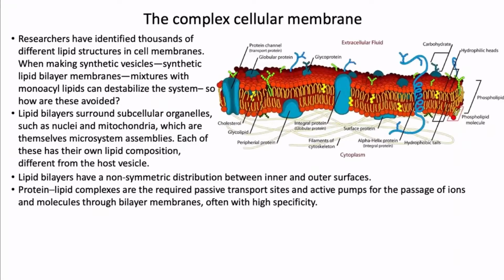Plus, these have these proteins. So there's this non-symmetric distribution. Then there's proteins that go through here. These are ionophores. That allows certain things into the cell and certain things out. Without that, you can't let anything into the cell. It's going to kill the cell.